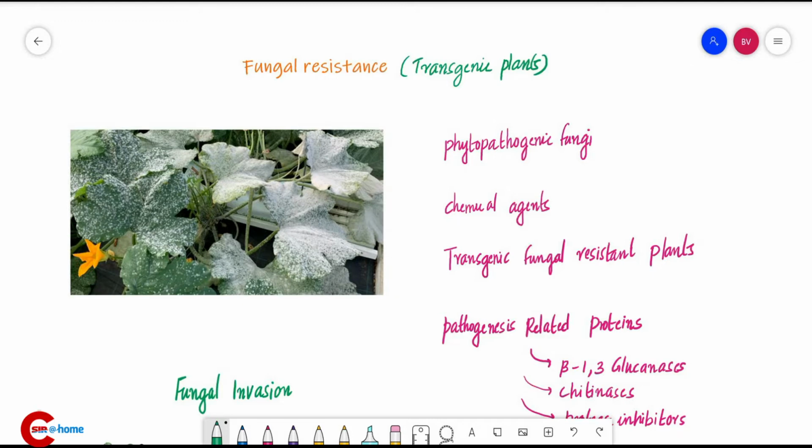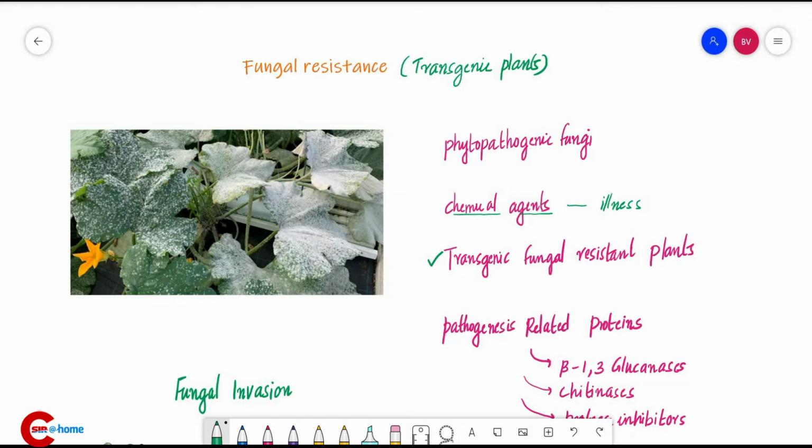At present, what is the major way of controlling the damage and loss resulting from the phytopathogenic infection? Use of chemical agents. But if we use these chemical agents, that may lead to environmental pollution and also cause serious illness. Here comes the need for transgenic plants, fungus resistant transgenic plants.